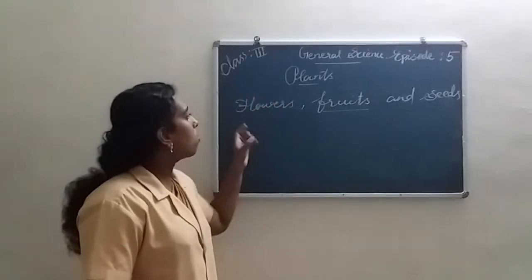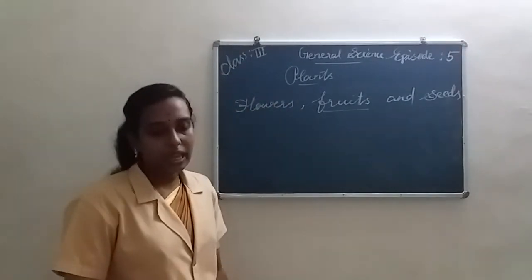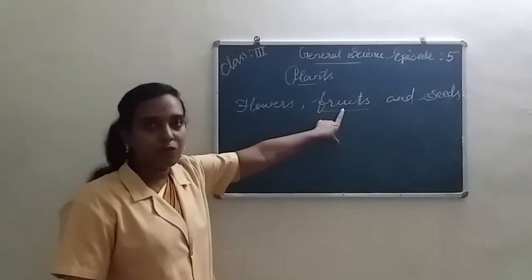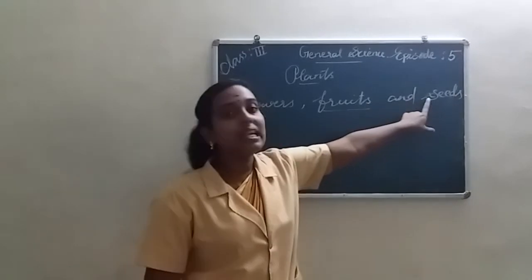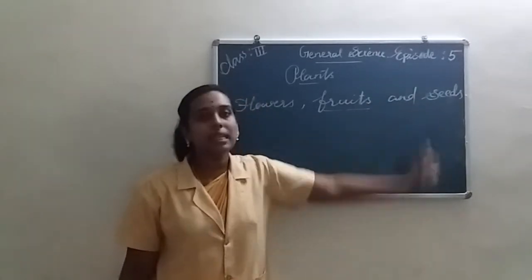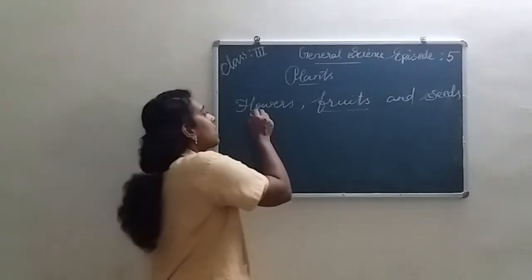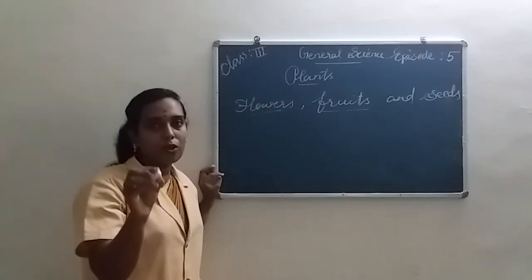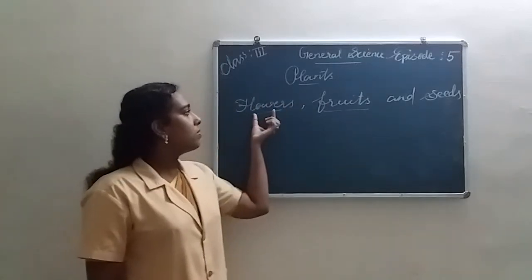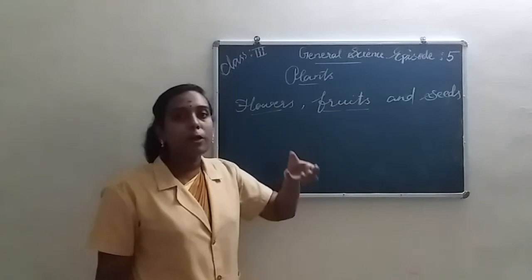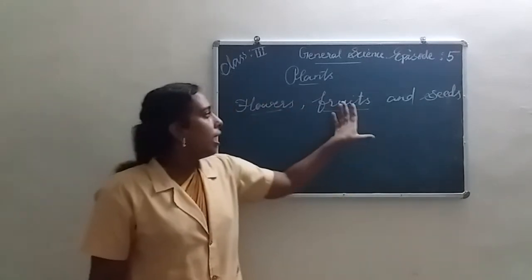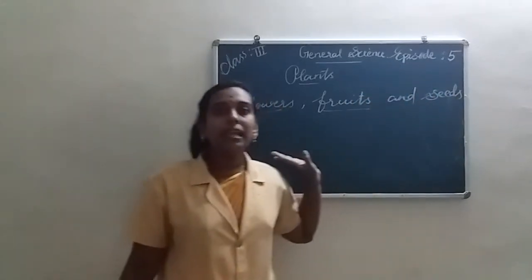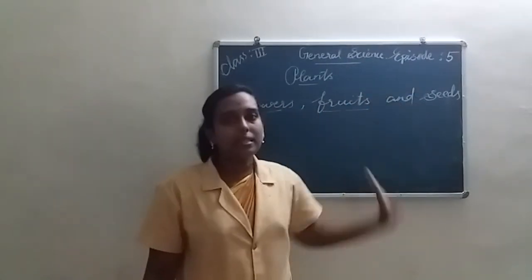A bud slowly changes to a flower. And the flowers produce fruits. The fruits have seeds inside them. Which part of the plant produces fruits? Yes, the flowers produce fruits, and the fruits have seeds inside them.